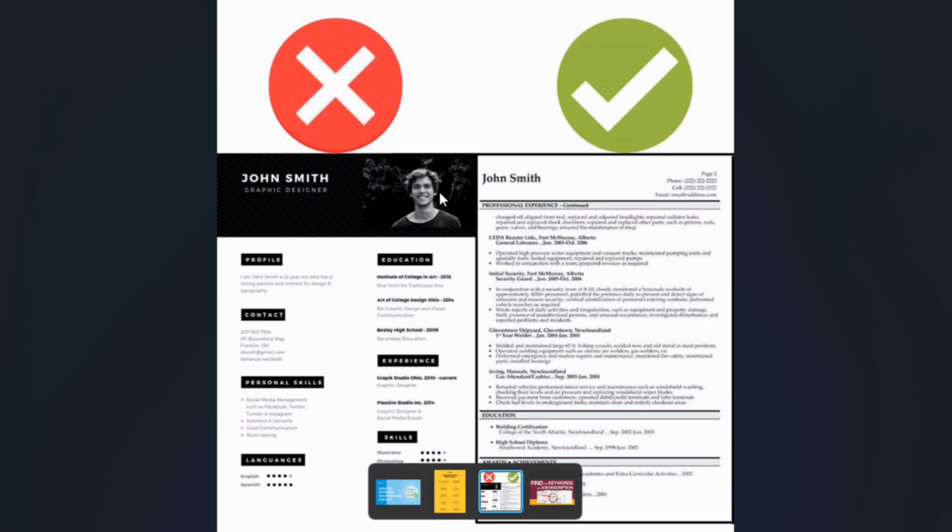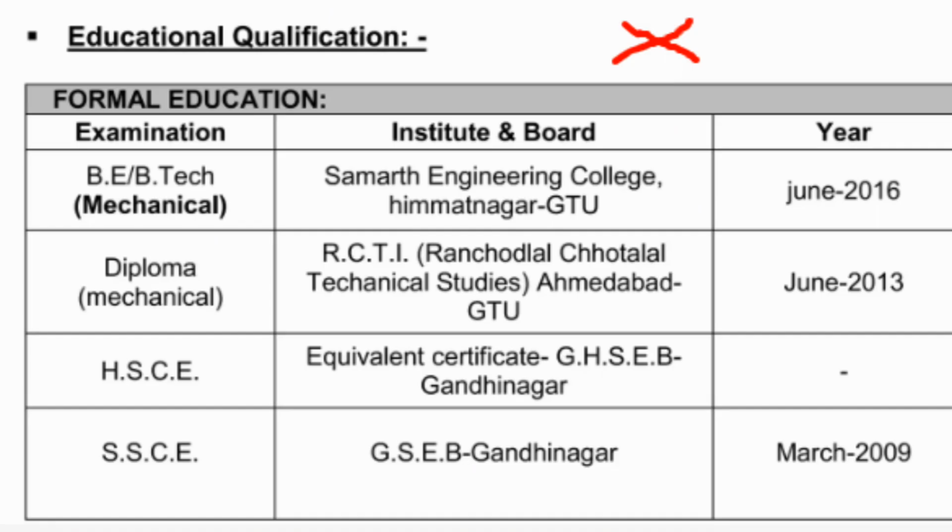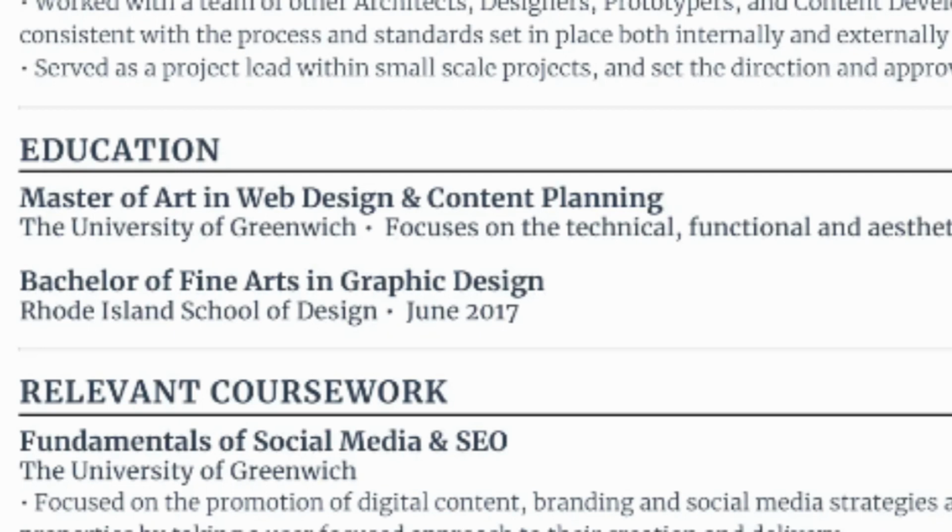Also, please don't use columns, for example when you mention your college in two or three columns. Please don't use that. Instead, you can simply write the education as I have shown in the previous resume. Okay, so this covers formatting.